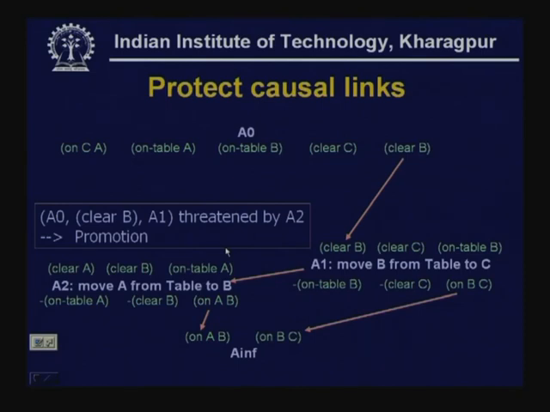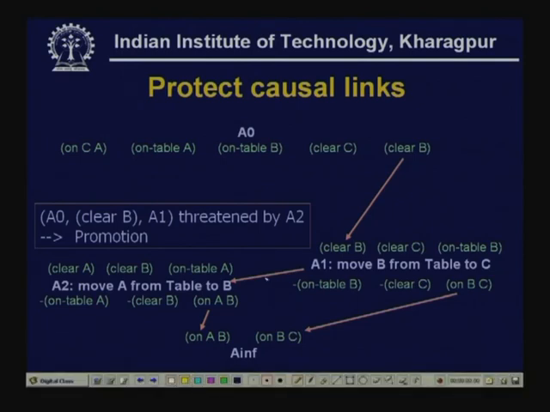Now, we notice that A0 achieves clear B for A1, but A2 removes clear B. So, clear B is required by A1 and this clear B is achieved by A0. Now, this step A2 deletes clear B. So, A2 cannot come between A0 and A1. So, A2 must come before A0 or after A1.